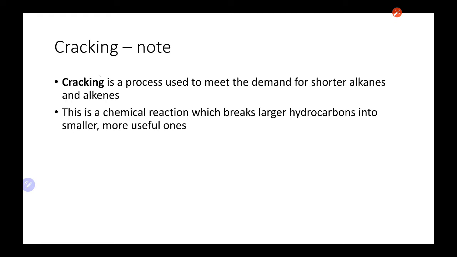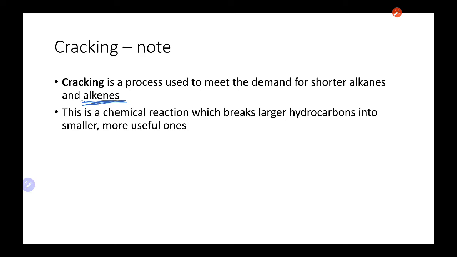You might want to pause the video in a second once I've spoken through this. This is what I've just said anyway. Basically, all you need to be aware of at the National 4 level, for those of you who will be National 4 next year, is this definition: it's the process used to meet the demand for shorter alkanes and alkenes. That word alkenes we've not really spoken about, but we're going to go on to that in the next video.